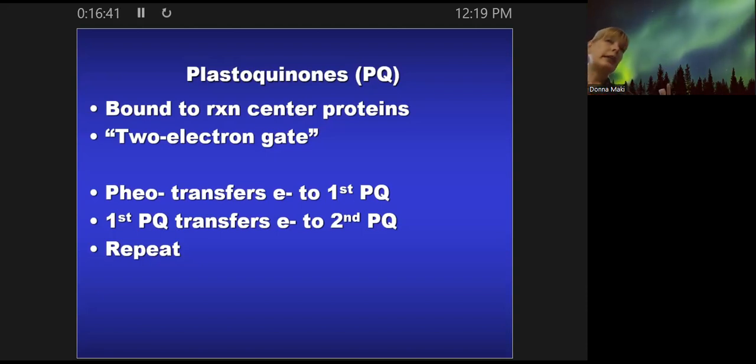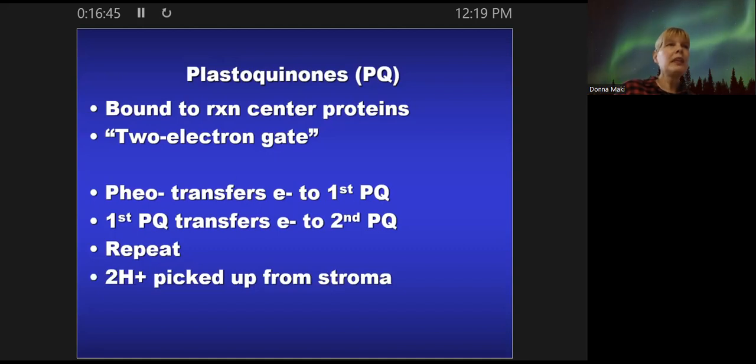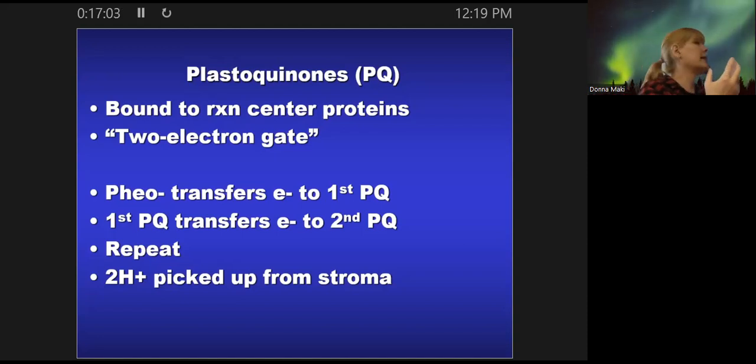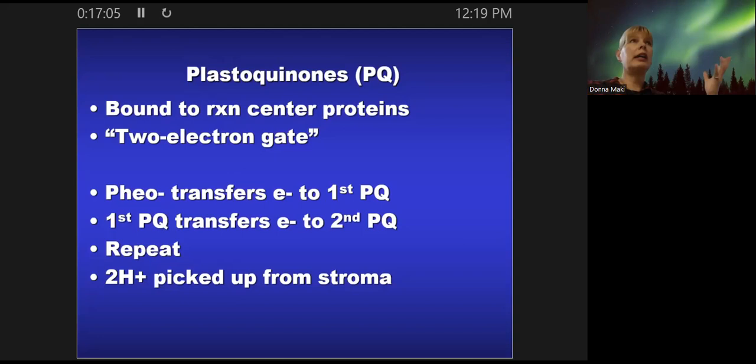When that second plastoquinone gets its 2 electrons, then it will grab 2 protons from the stroma. It's important you understand where those protons are coming from because it's important in what's going to be set up here. Okay, so plastoquinone says, okay, I've got 1 electron, give me another one. So it repeats, it gets its second electron, and now it's like, okay, now I need 2 protons to be chemically stable and happy, and then I'm good.